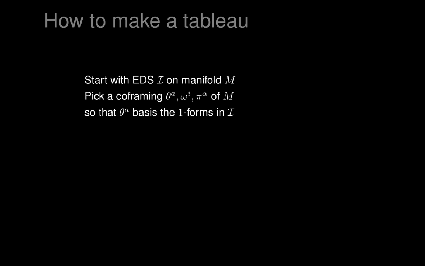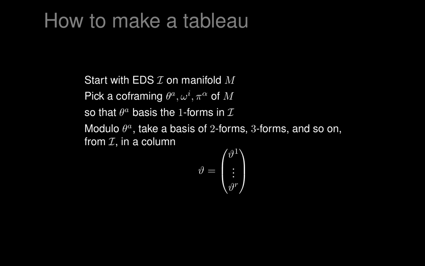So what we're going to do is take this co-framing and try to write the exterior differential system in it. So we can take every differential form and write it. Because it's a co-framing, it provides a basis for each cotangent space, and so the wedge products of co-frame elements will form a basis for all the differential forms at every point. So every differential form will be a multiple of those basis elements. So modulo the thetas, we can pick some basis for the two forms, some basis for the three forms, and so on. Now, in principle, it's possible that the two forms, the three forms, change rank from point to point. We won't worry about that.